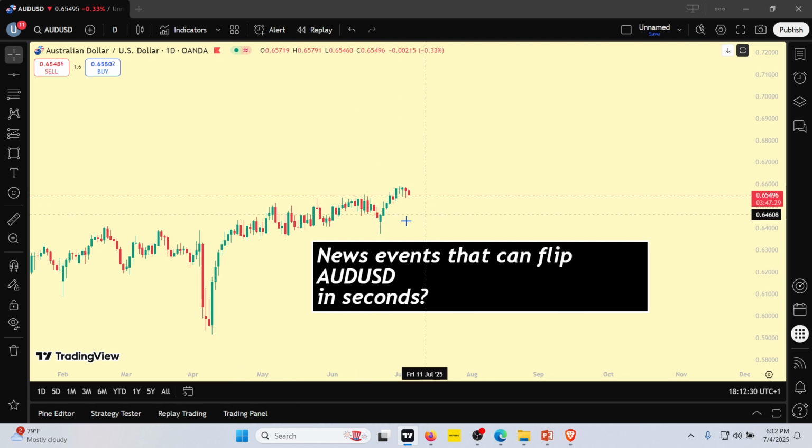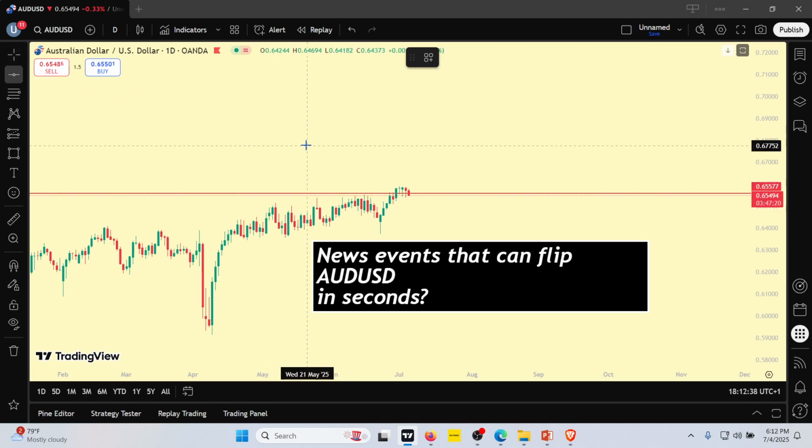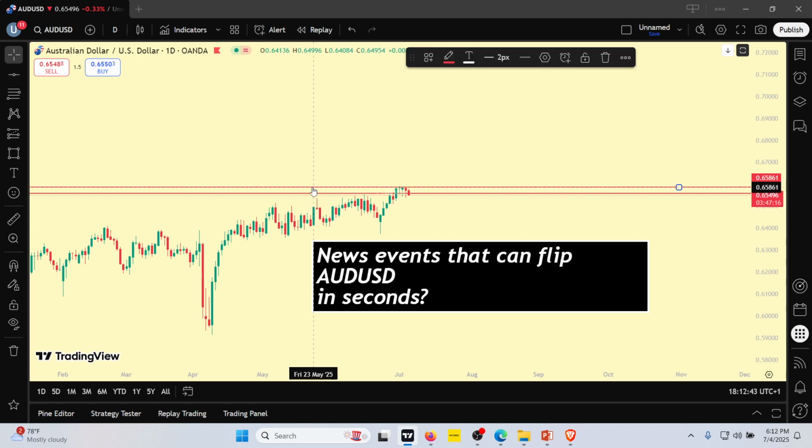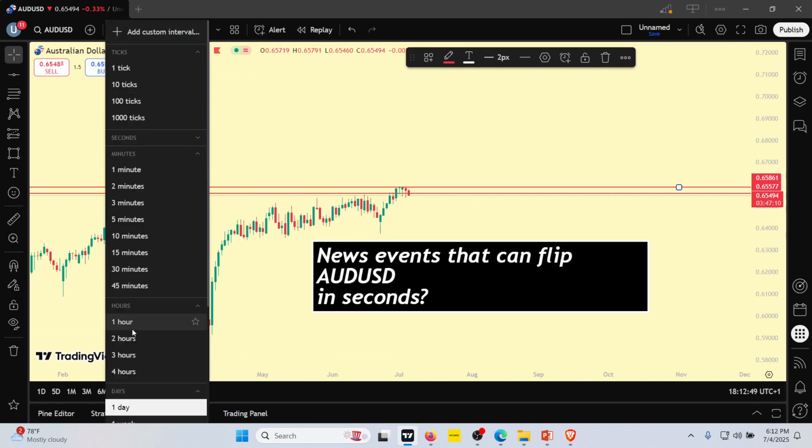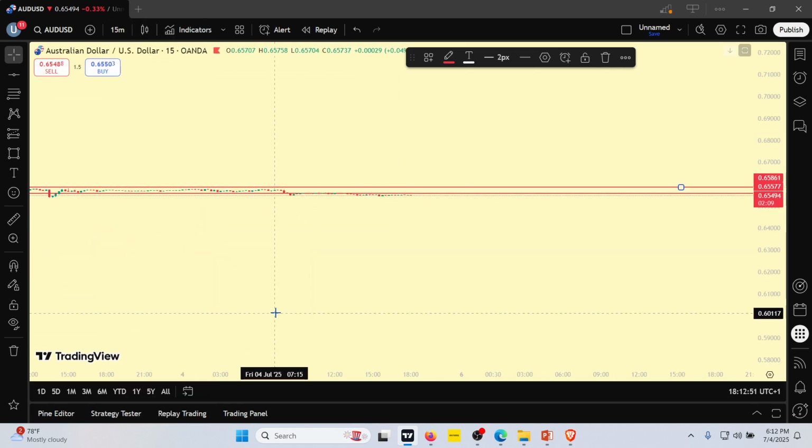I'll link a video where I explain why we are short on the AUDUSD at two prices here. We are still active on these two trades. Our stop loss was 50 pips and right now we're in profit. This is the daily time frame and we jumped on our trade on like the 15 minutes or so.